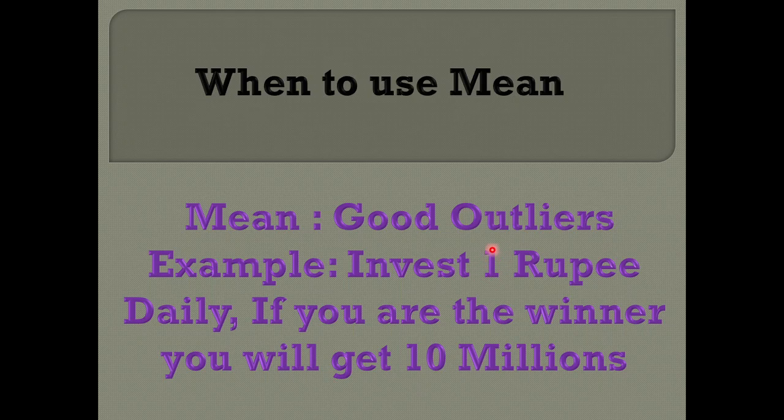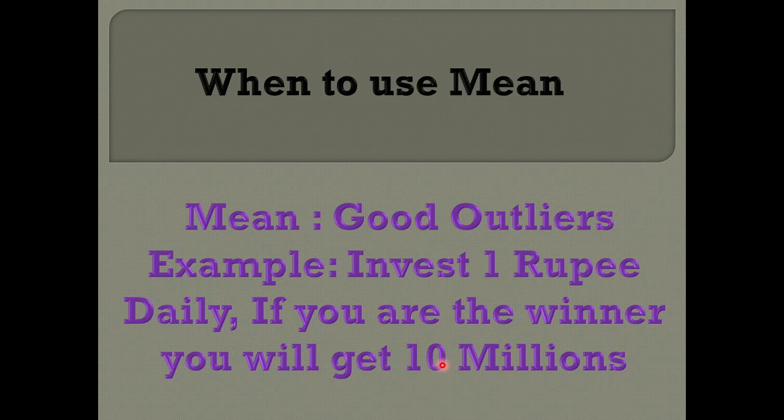If I lost for 100 days, then it is minus 1, minus 1, minus 1, and so on up to 100 times. And on the 101st day, if I am the winner, then I get 10 million. Then what I have to write is minus 100 plus 10 million, divided by 101. That is what I have to write, and that is called the mean. In the case of a good outlier, I have to go for this mean.